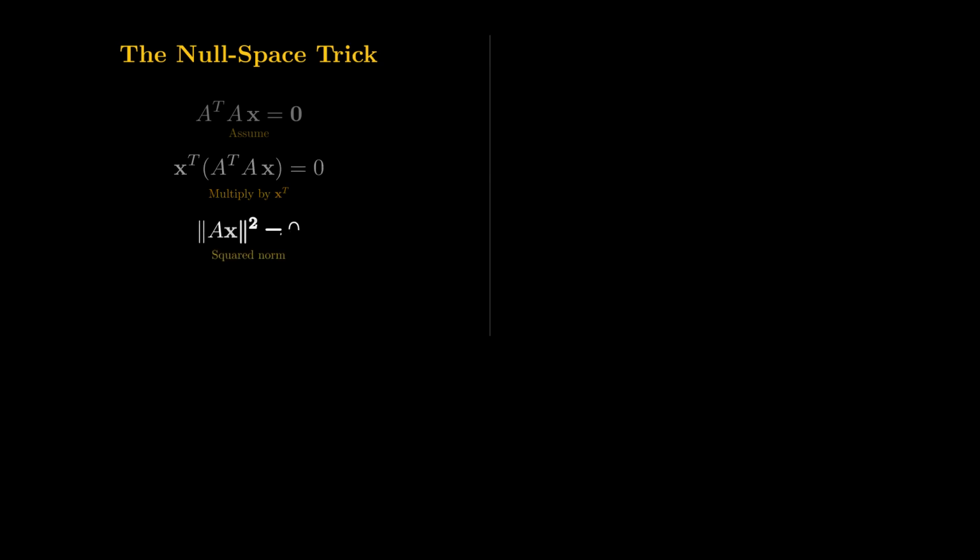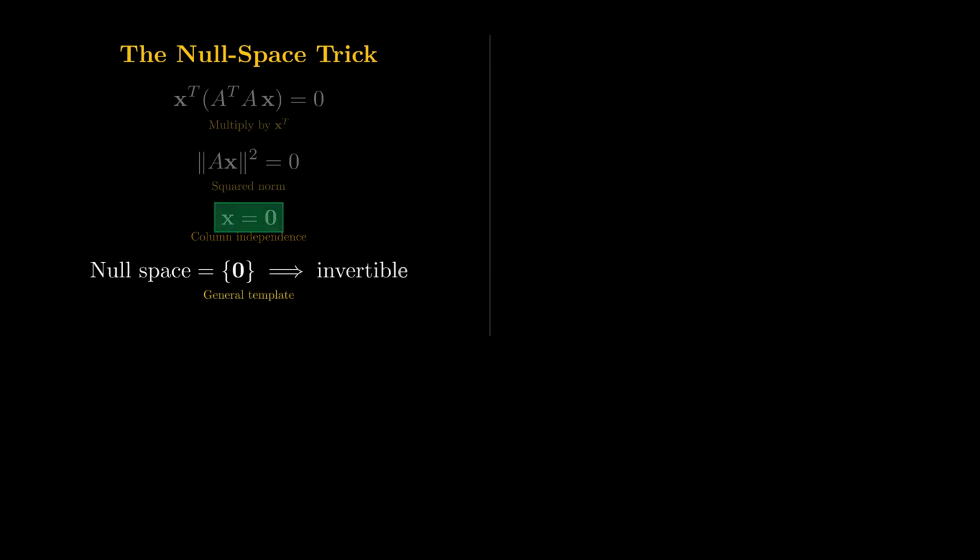Two key results to carry forward. First, the null space trick. Assume A transpose A times x equals 0. Multiply both sides on the left by x transpose to get x transpose A transpose A x equals 0. But this expression equals the squared norm of Ax, that is, the length of Ax squared equals 0. If the columns of A are linearly independent, then Ax equals the 0 vector forces x itself to equal 0. This template, proving invertibility by showing the null space contains only the 0 vector, reappears throughout linear algebra and optimization.